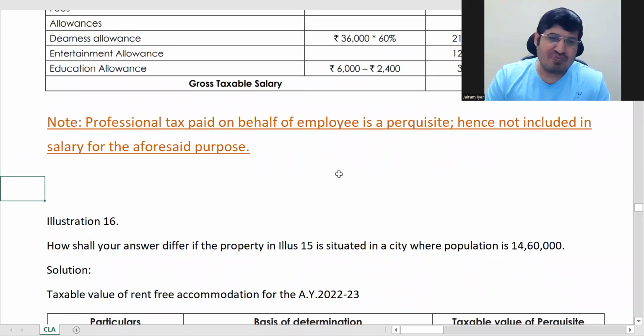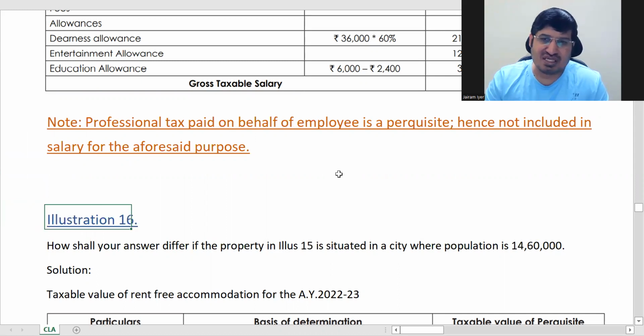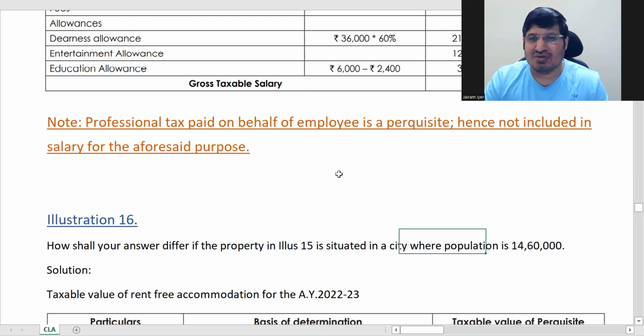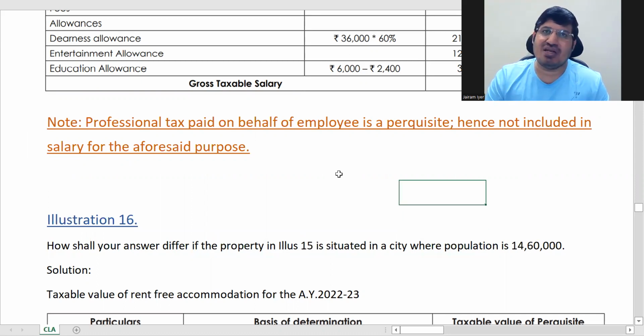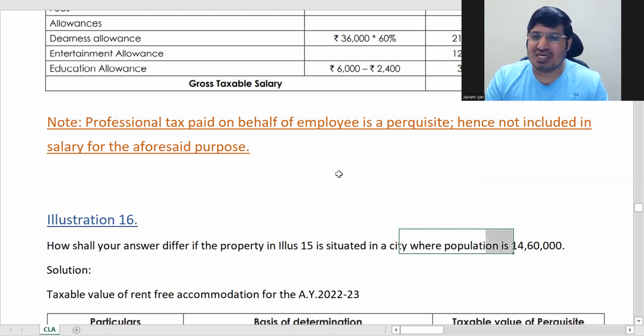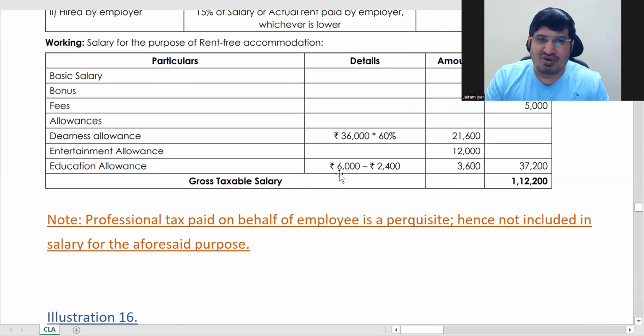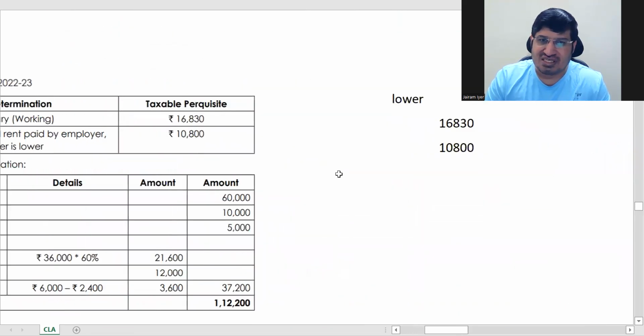ओके, अब यहाँ पे इलस्ट्रेशन 16 में, in illustration 16 what they have asked is, they have said take the same illustration 15, but just consider population is 14,60,000, then what will be the answer. ठीक है, if it is 14,60,000, that means it will come in the middle one, middle table, correct. Up to 10 lakhs, then is up to 25 lakhs, then more than 25 lakhs. So it will come in up to 25 lakhs, correct? And the percent is 10% for that. So what we will do? Nothing you have to change. Just change this to 10%.